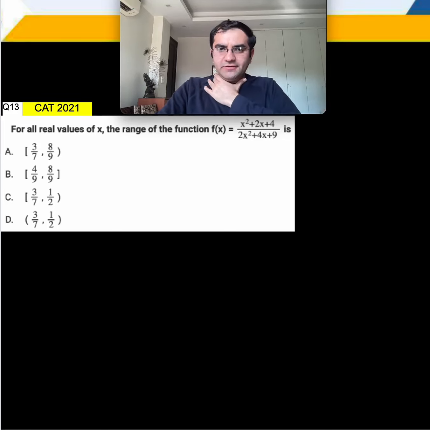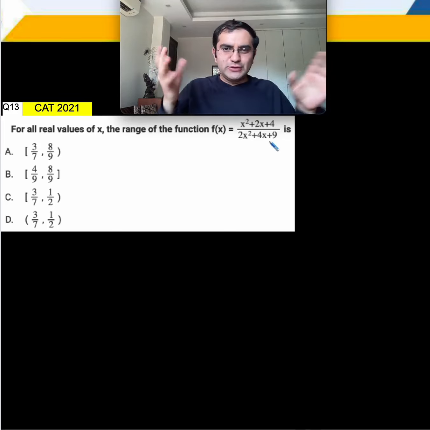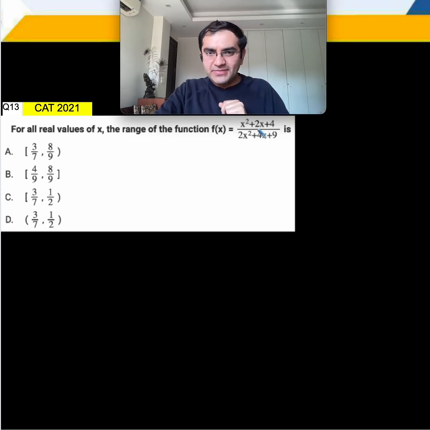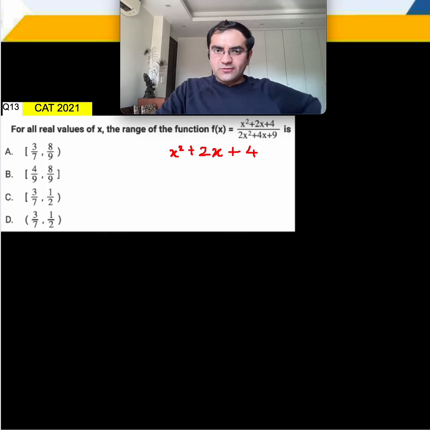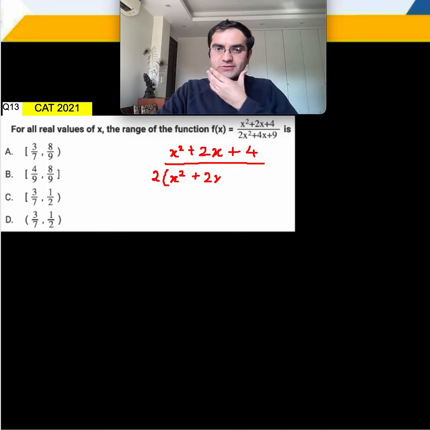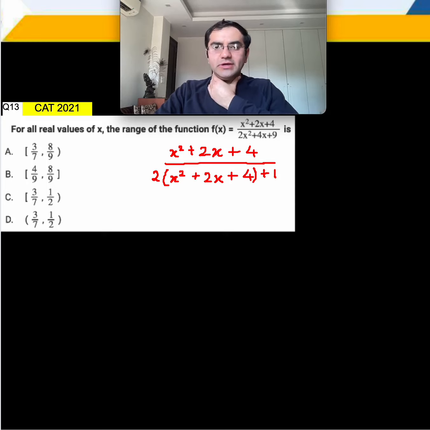This is a fairly tough question when you have to find the range of this particular function. So we'll do some hanky-panky to solve this. But you can observe that the numerator is also present within the denominator, right? If I write x square plus 2x plus 4, denominator can now be written as twice of x square plus 2x plus 4 and then plus 1. Okay, let's write the numerator as k. So denominator becomes 2k plus 1.